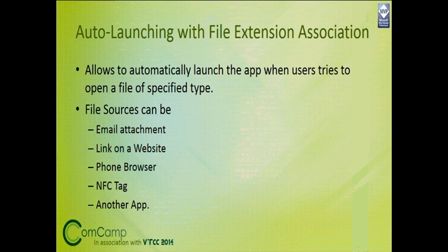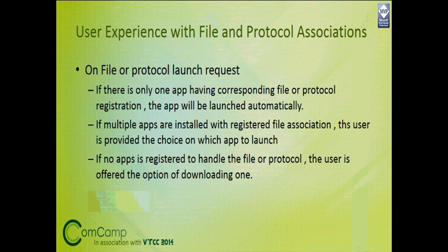There are various sources from which the file can come in. It can be, say, an email attachment, or a link from a web browser, or an NFC tag, or it can be from another application. So how does the user experience with a file and protocol association work? When a file is launched from the various sources that we saw in the previous slide, if there is only one app having a corresponding file or protocol registration, the app will be launched automatically.